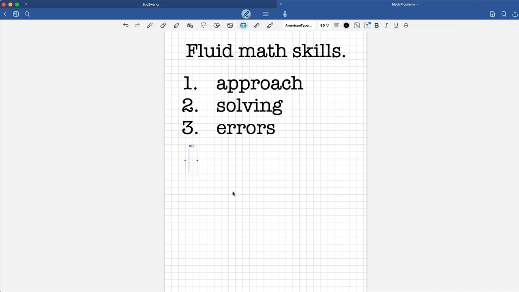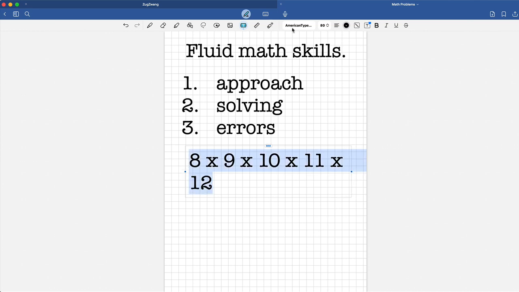So the first one is, I want you to try and solve this problem, and if possible, measure yourself on how long it takes you. So the problem is 8 times 9 times 10 times 11 times 12. What is the answer to this particular question? So let's see if I can reduce this slightly.